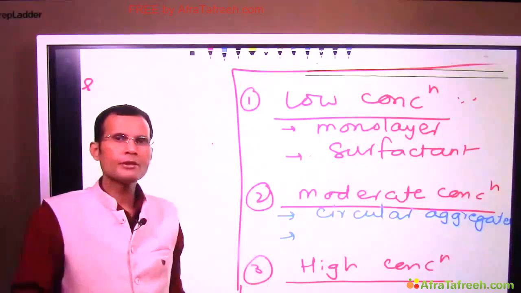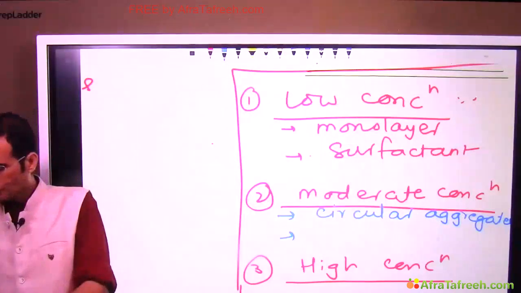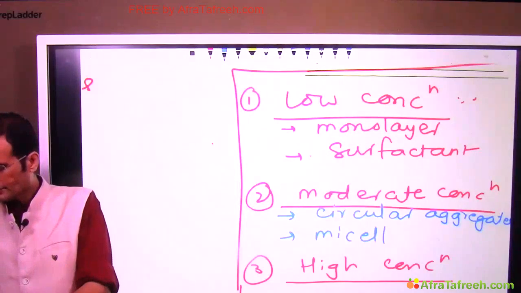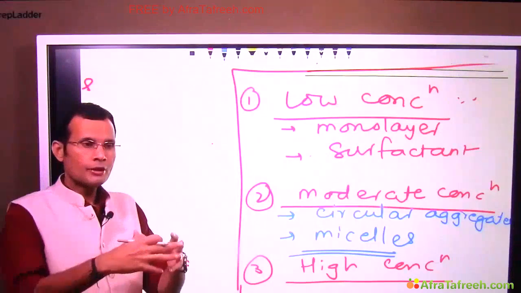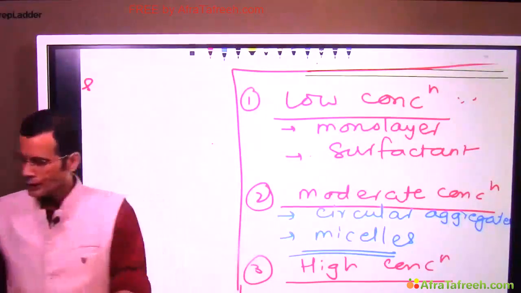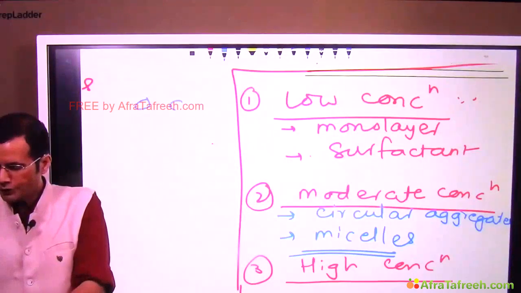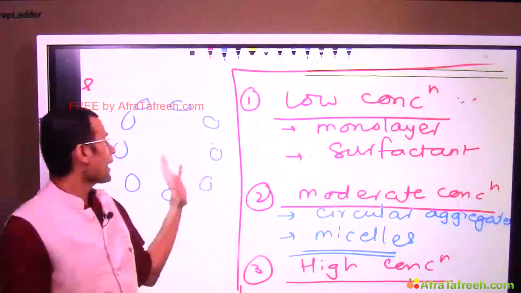Can you think of something? Yes, bile salt aggregates to form micelles. You know, for fat absorption, there are 20 to 40 bile salt molecules. They aggregate. They come together. I'll just draw it here. And they form these circular aggregates.